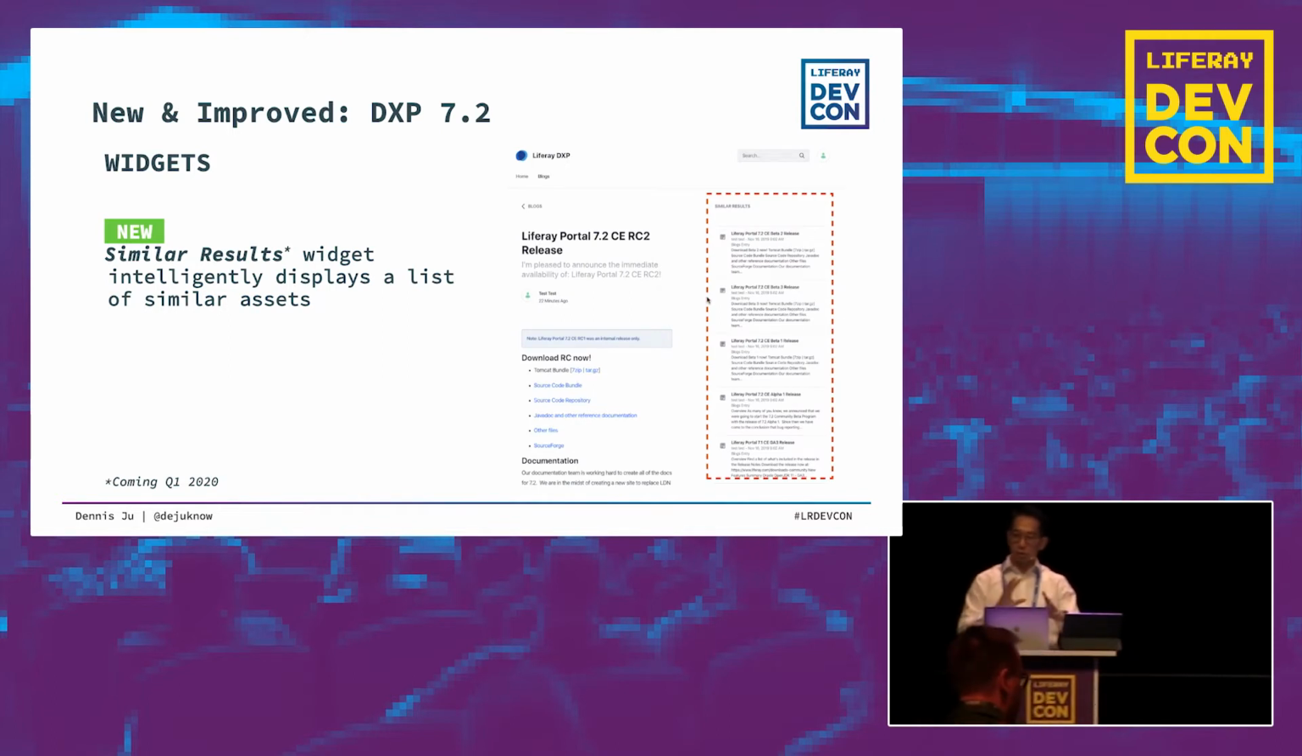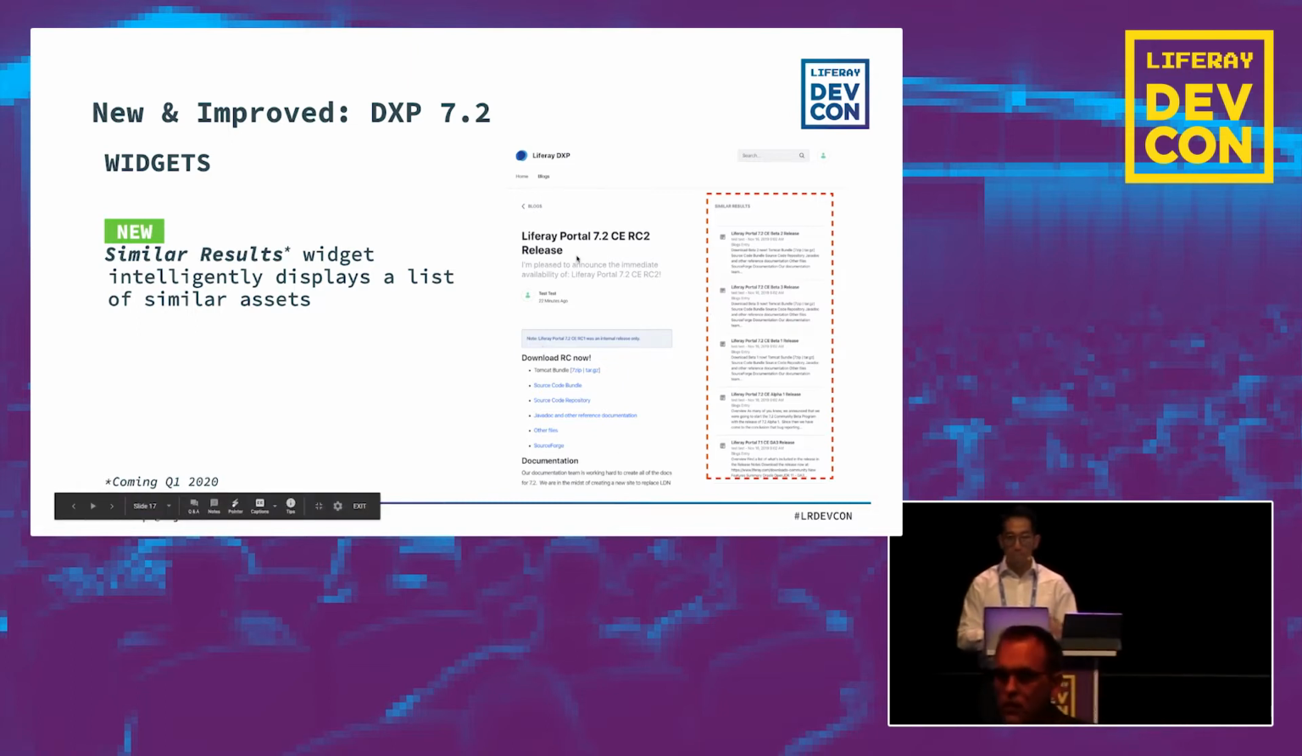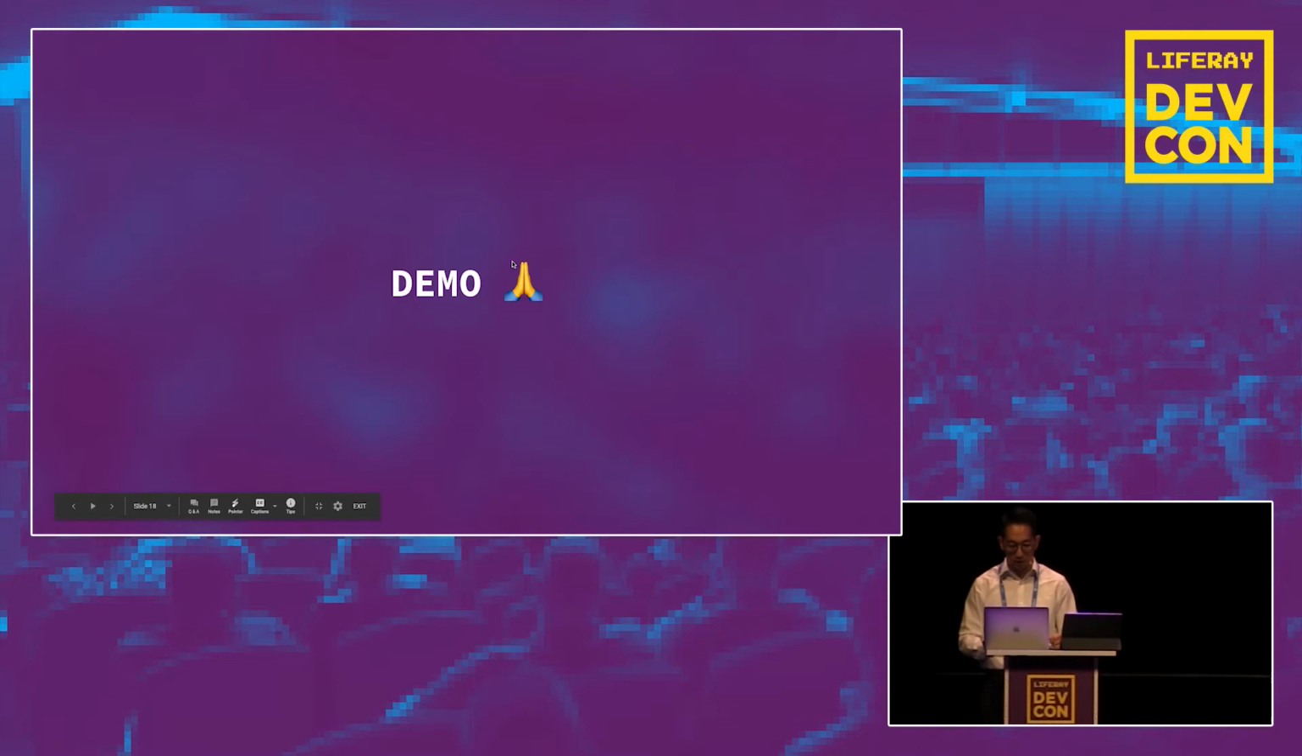Similar results widget, so not exactly in the realm of custom tuning, but a really useful widget for being able to pull up a main document or an entity and finding results that are similar to what the user is viewing. I'll also give a demo of that.